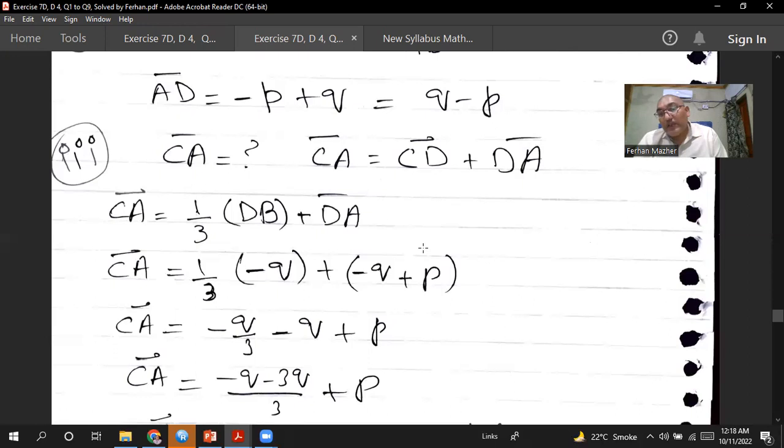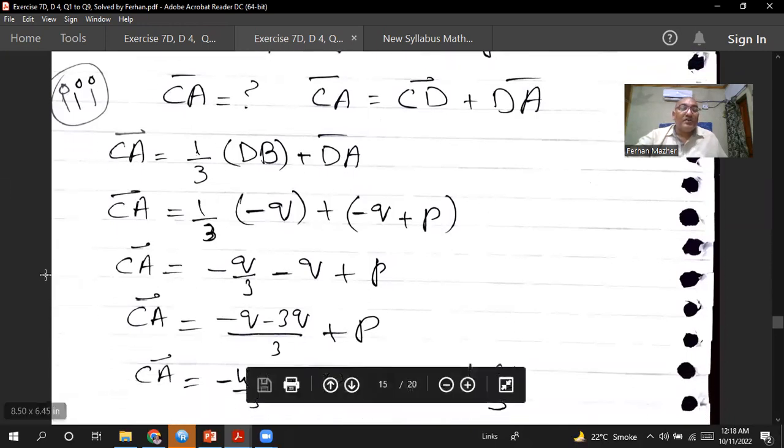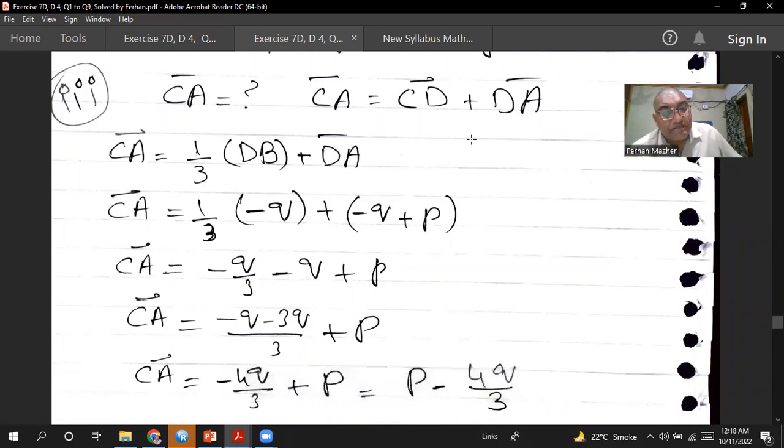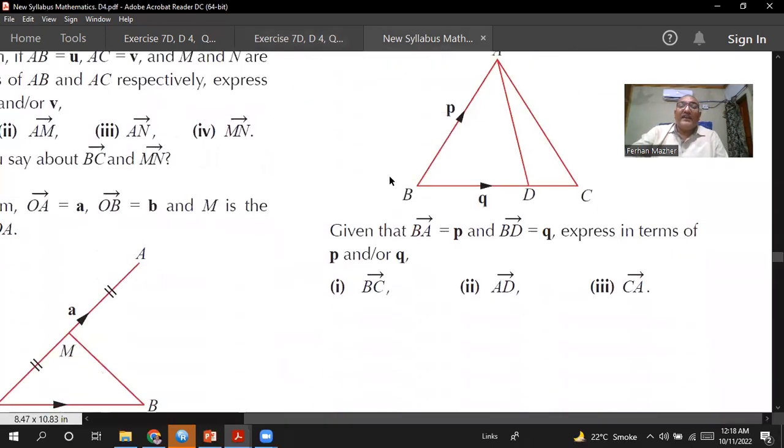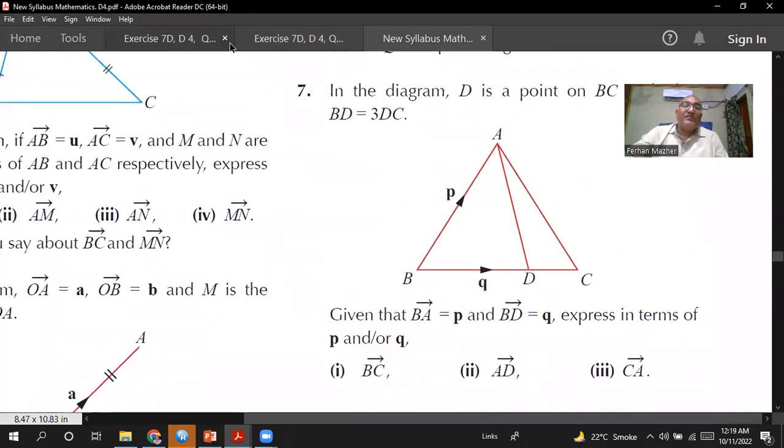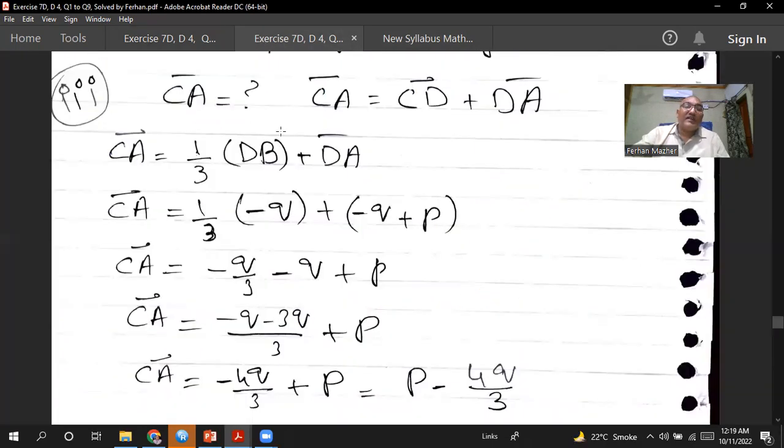So Q and Q can be subtracted, added with each other. So I will take the LCM 3. So you will have minus Q minus 3Q divided by 3 plus P. So that will be minus 4Q divided by 3 plus P. There's P minus 4Q by 3. So this is how you will find the C to A, and that's it. That's the question number 7. Hopefully you understand, and this is how you do that.